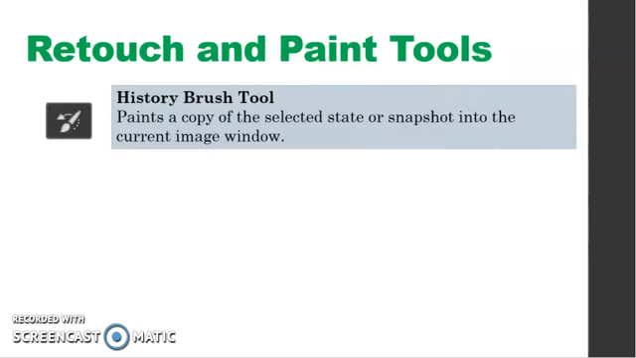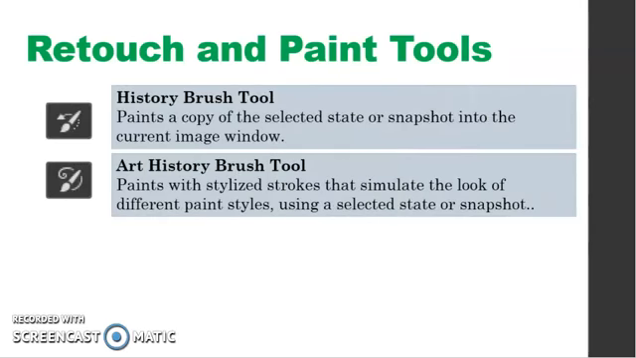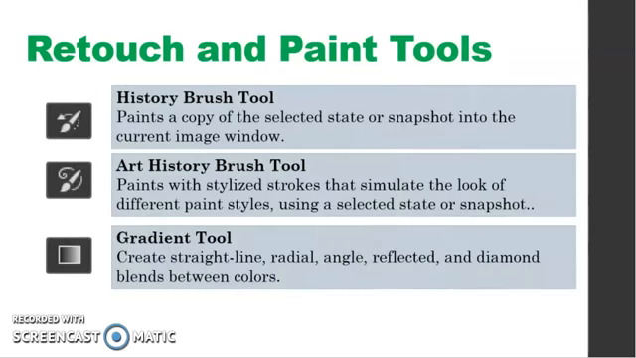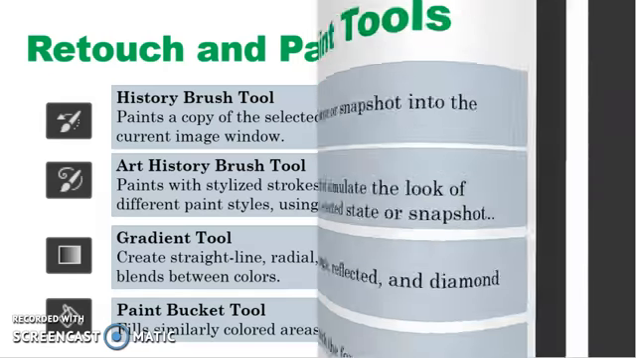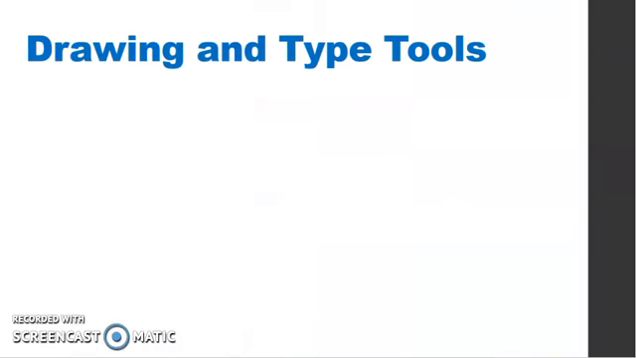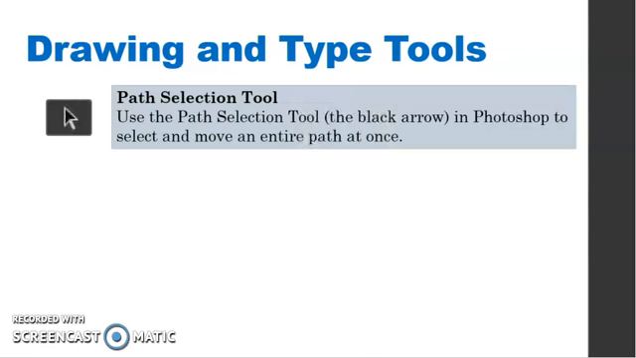Now, we still have the history brush tool, art history brush tool, gradient tool, paint bucket tool. You can pause this one if you wanted to know more about it. On to the next category, drawing and type tools. You have the path selection tool. You will use this one to select and move an entire path at once.